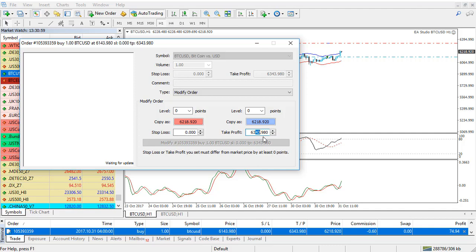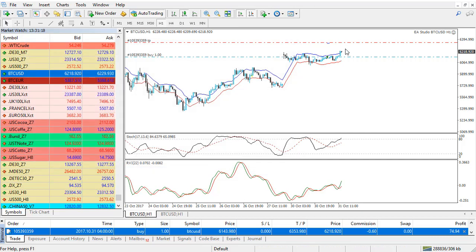So let me just put it here another $10, so it will be 53. Let me do it one more time. So I need to put 6353, okay, without the 4. So this way I will modify it and the take profit will be another $10 high, as you can see, exactly at 210.